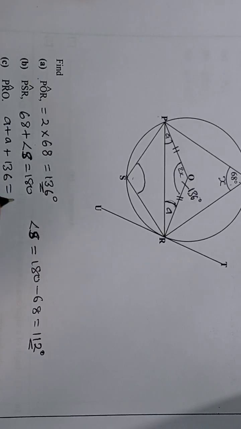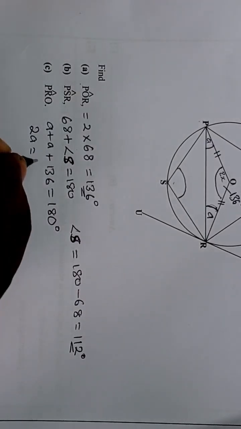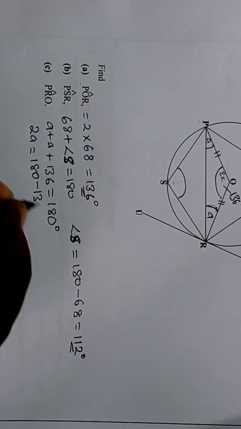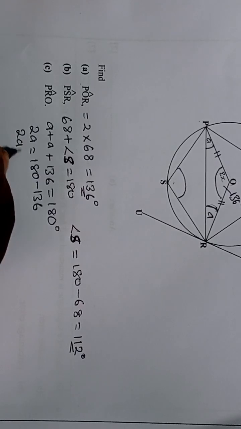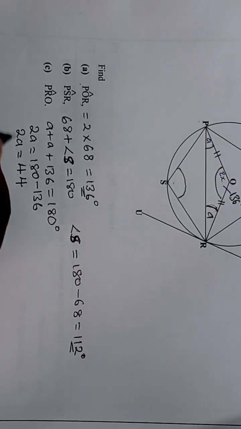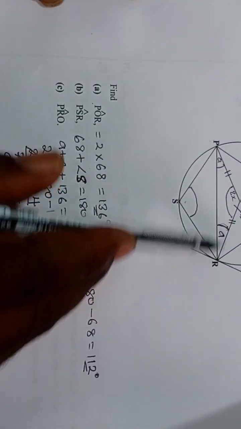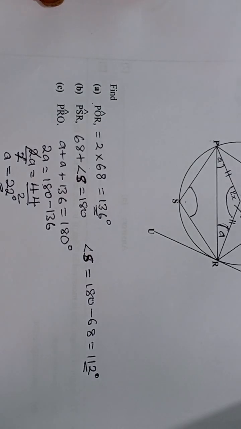So therefore, we're going to say A plus A plus 136 is equal to 180 degrees. So 2A is equal to 180 minus 136, that is 44. So 44 divided by 2, both sides. So 2 and 2 go. So A is equal to 44 divided by 2. It is 22 degrees. So therefore, angle PRO is 22 degrees.